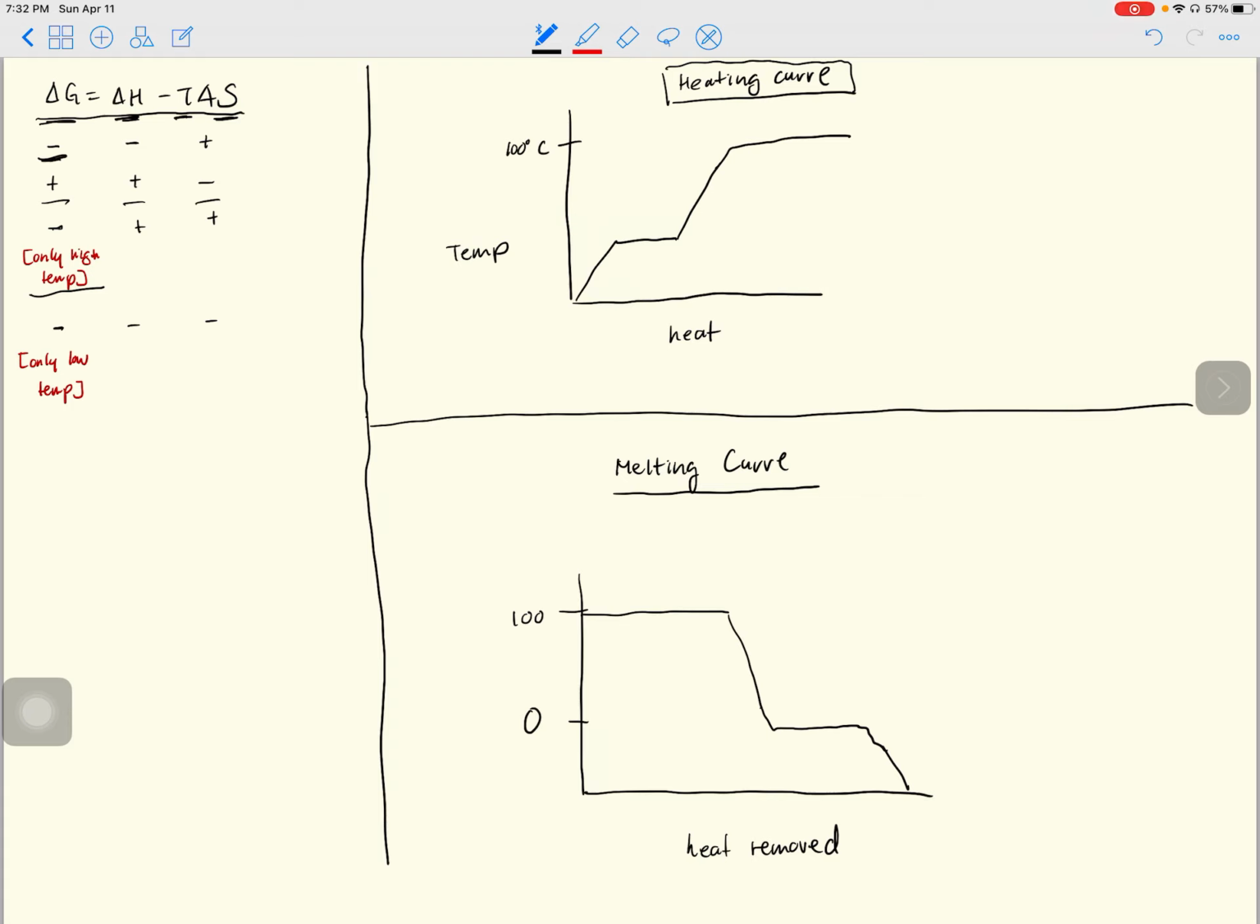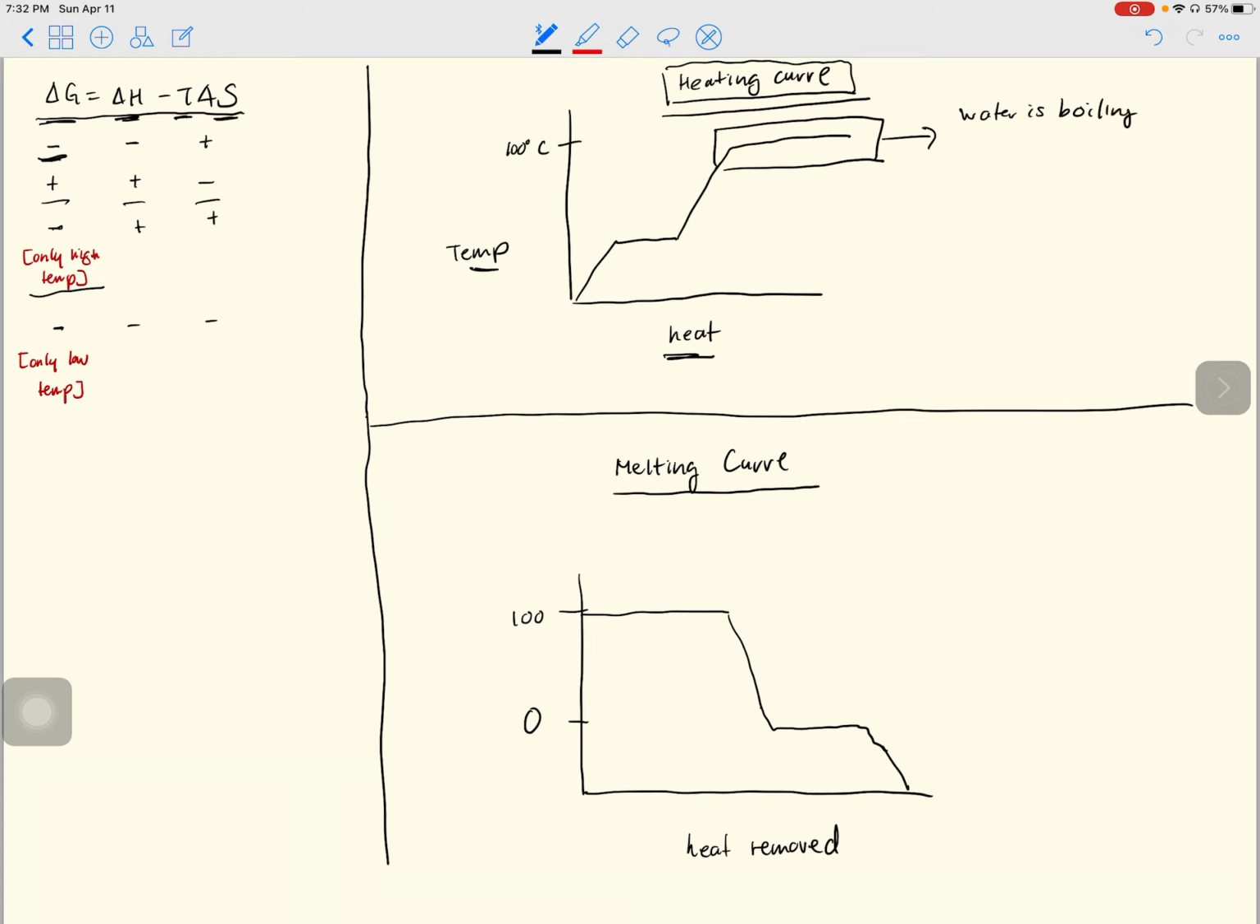Now, I want to focus specifically on the third and fourth lines. When it's minus, plus, plus, it's spontaneous only at high temperature. Let's focus our energy to the right on the heating curve, and I want to focus specifically on here. Here I have a chart where the y-axis is temperature and the x-axis is the heat. So as I increase the heat, at 100 degrees, this is when water is boiling.